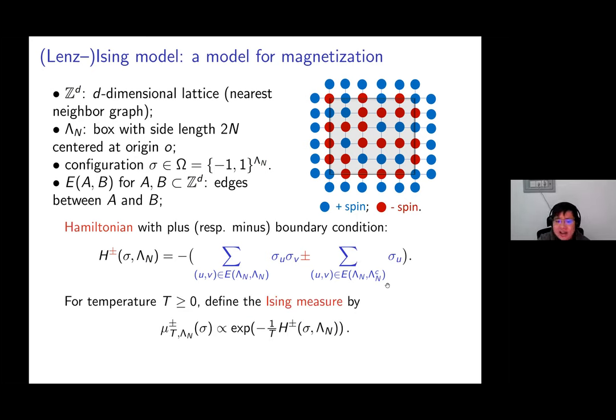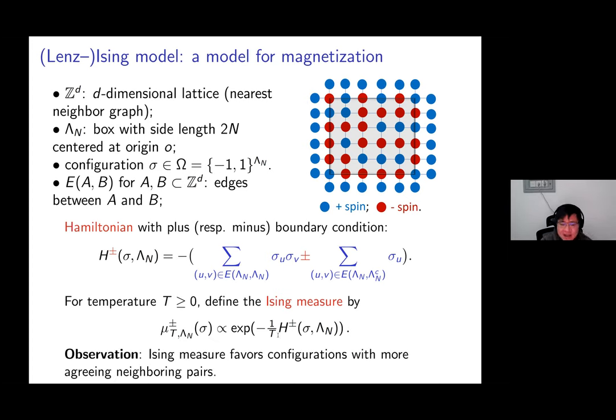Now, with the Hamiltonian defined, we can define the Ising measure at any non-negative temperature T. For this talk, I'm only caring about the ferromagnetic Ising model, so the temperature is always non-negative. It's a probability measure. The probability of each configuration is proportional to the exponential of minus 1 over T times the Hamiltonian. We see from the definition that the Ising measure favors configurations with more agreeing neighboring pairs. And the smaller T is, the lower the temperature is, the stronger this effect is.